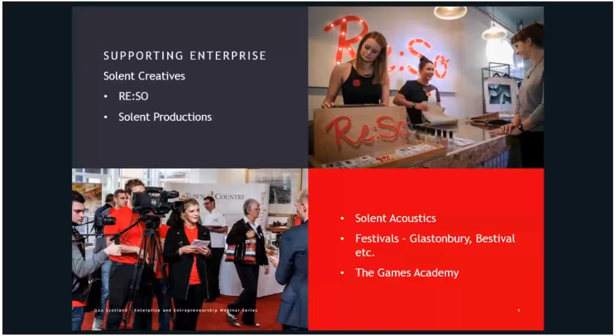Riso go out all over the place and do pop-up shops as well, so they're given the experience to go out to do all sorts of different things. They were recently down in Bristol, for example, with a pop-up shop. So it's a great, again, living example of our students being able to get on and actually become enterprising.